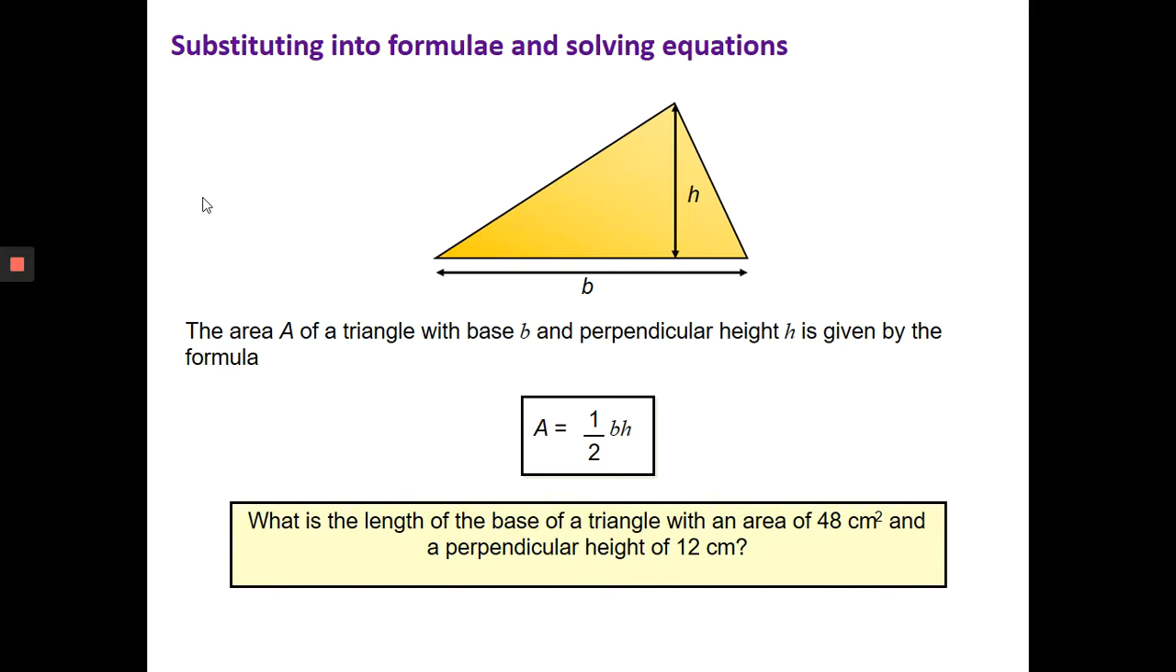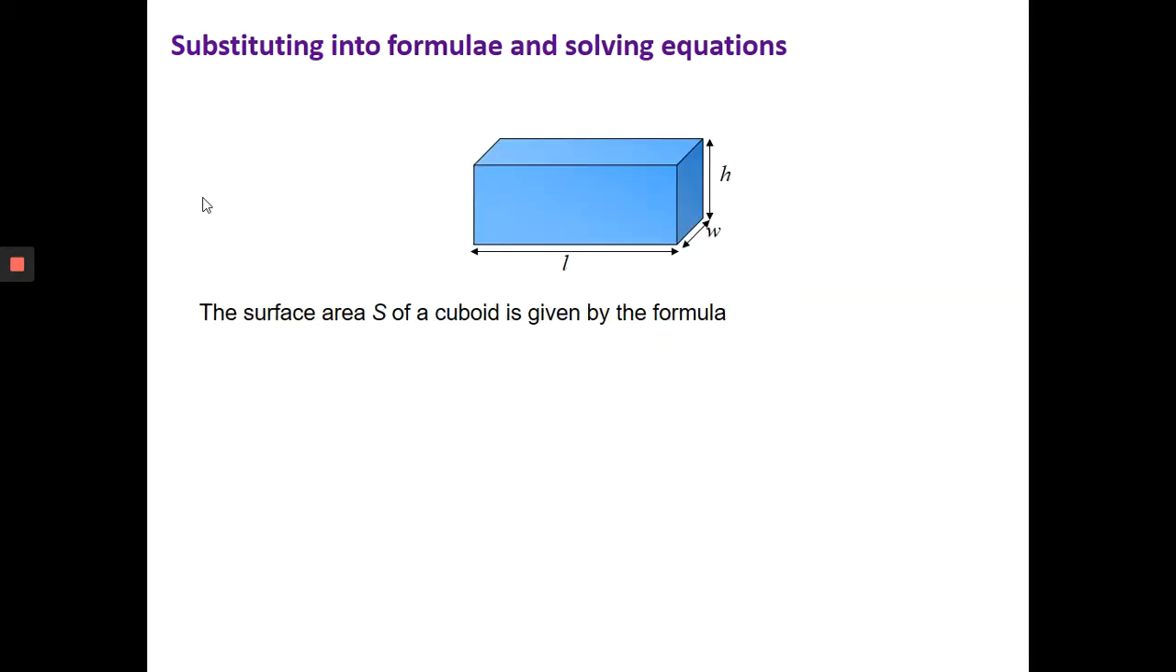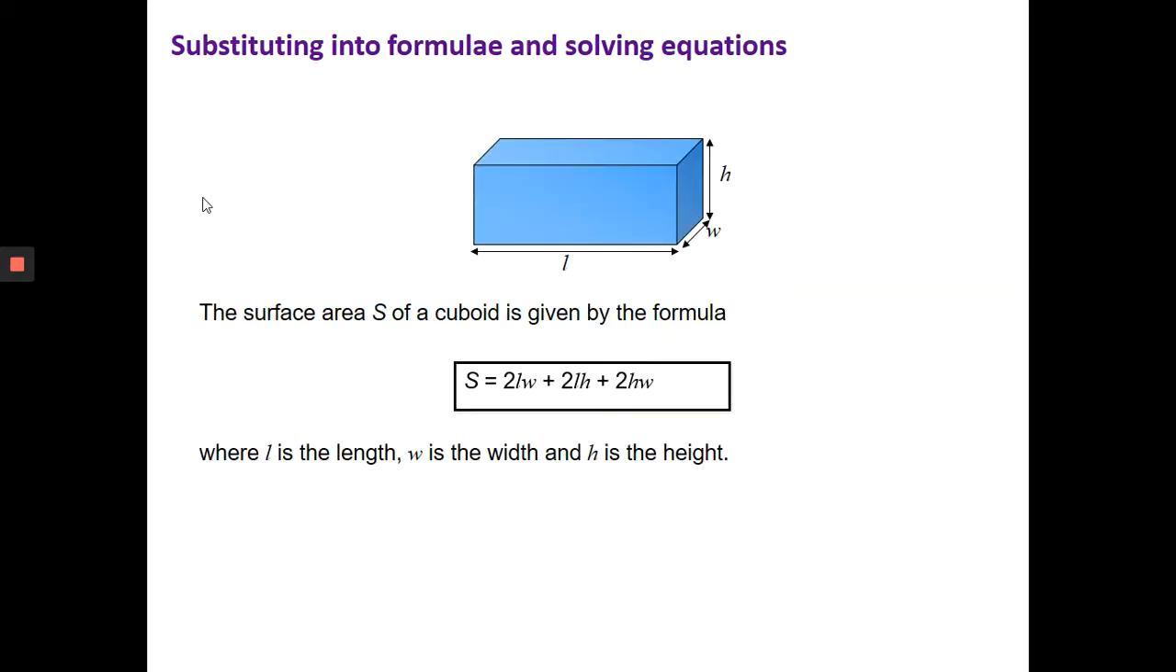Can you give that one a try? Remember to include workings out. The formula is there, you just need to substitute in. You might need to rearrange the formula for this one. Can you give that one a try? So 2 times the length times the width, add 2 times the length times the height, add 2 times the height times the width.